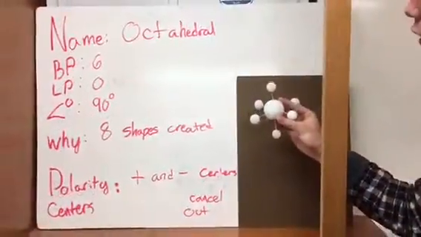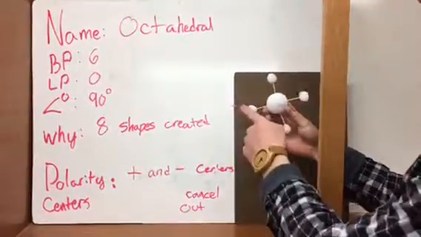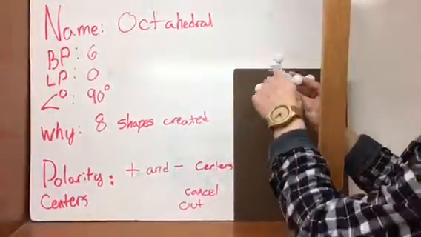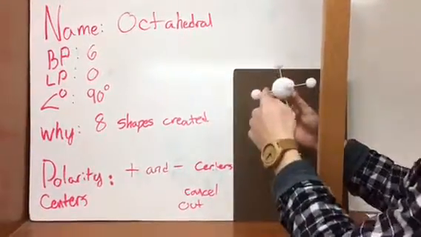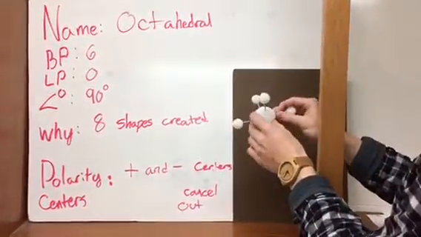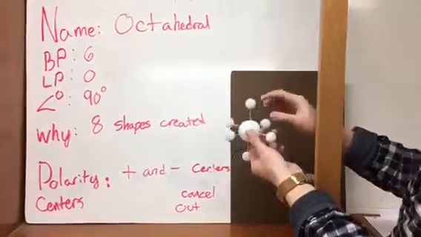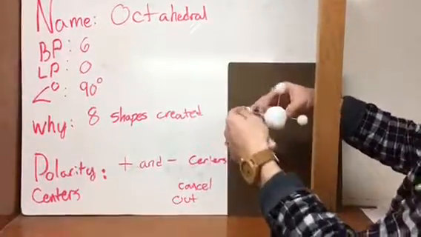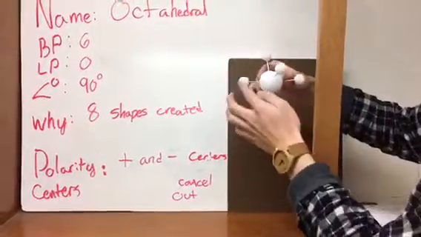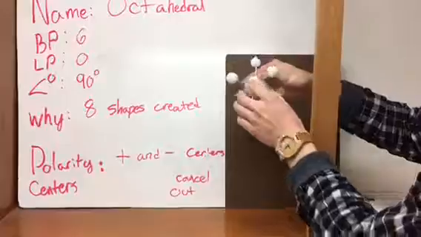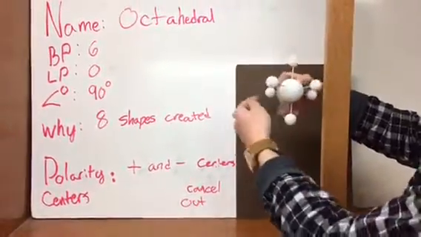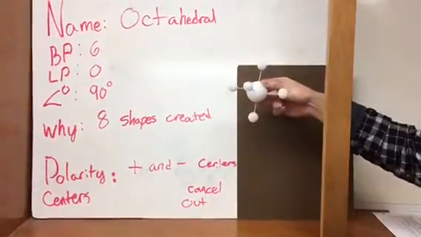Here we have an octahedral molecule. It has 6 bonded pairs, 0 lone pairs. All the bonded pairs create a 90-degree angle within each other. And why it's called an octahedral is because even though there's only 6 bonded pairs, it creates 8 shapes with each other, 4 on each plane. And then this is nonpolar because the positive centers cancel out with the negative centers in the middle.